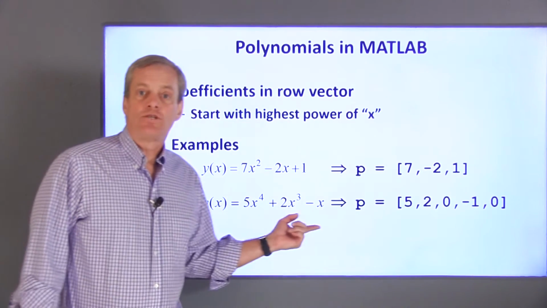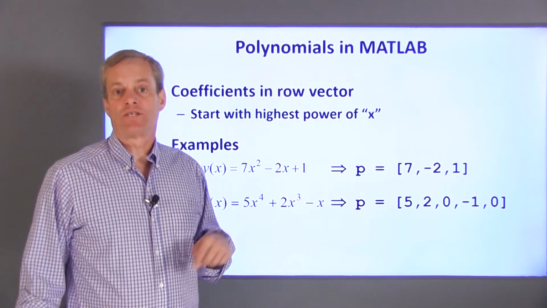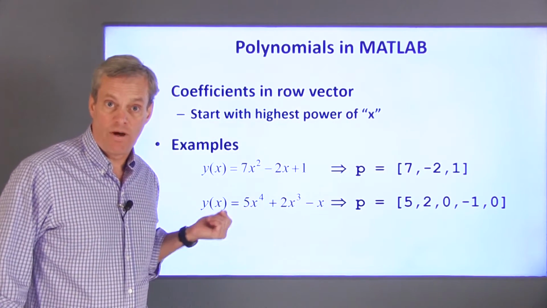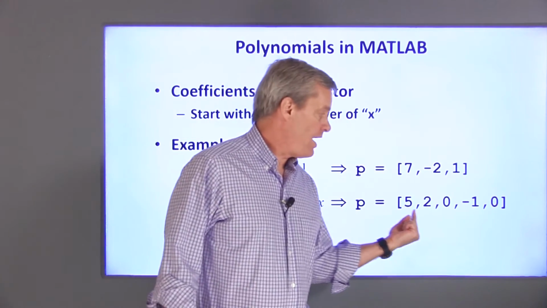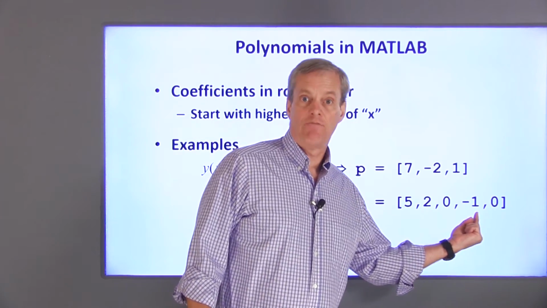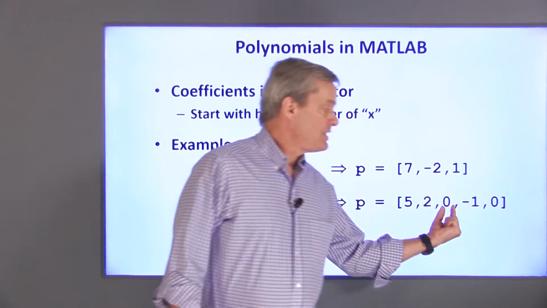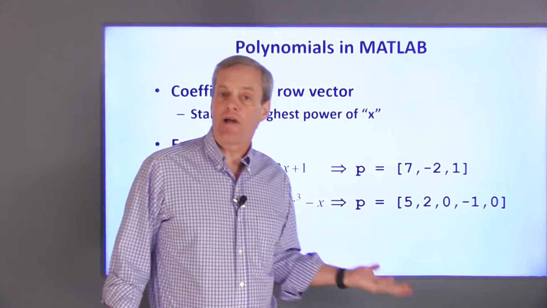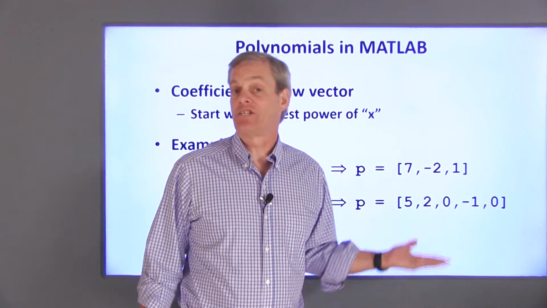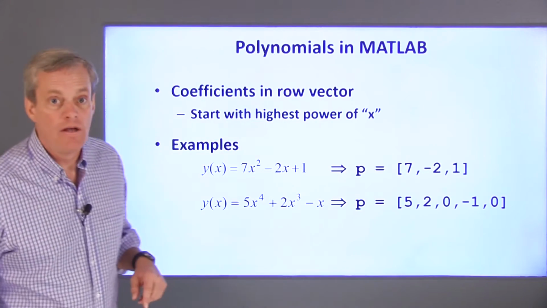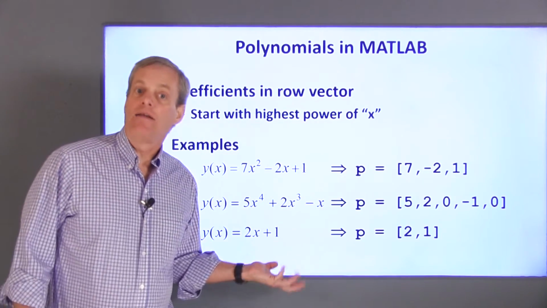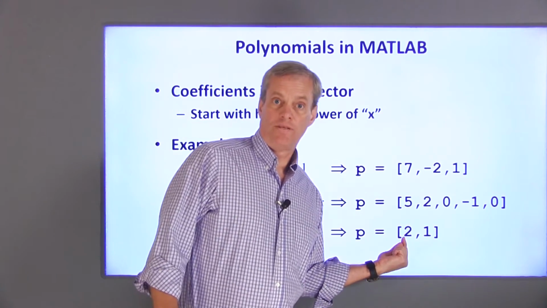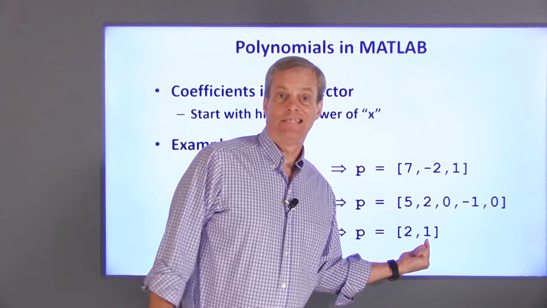This polynomial has coefficients that are 0 for the x squared and constant term, since there's no x squared or constant term in the equation. So the coefficients are 5, 2, 0, -1, and 0. The zeros are required as placeholders so that MATLAB can keep track of what power of x corresponds to the non-zero terms. The equation for a straight line, which is a first order polynomial, has only two terms. The slope is first and the y-intercept is second.